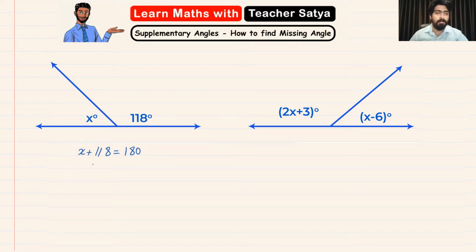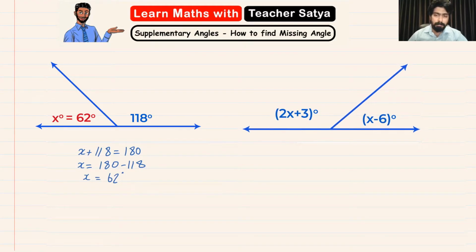Now in order for us to find the value of x, I'm going to transpose 118 to the other side. So we would have x is equal to 180 minus 118. Therefore the value of x will be equal to 62 degrees, right guys? So this value of x is equal to 62 degrees.